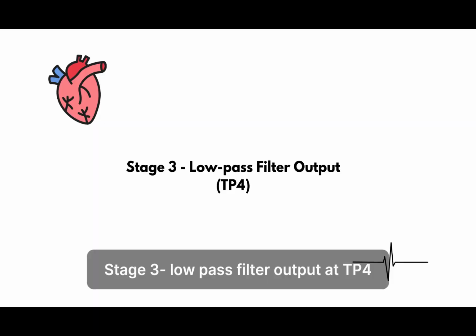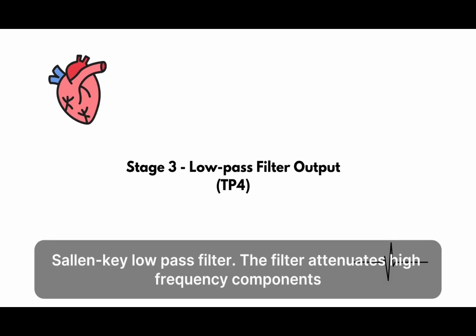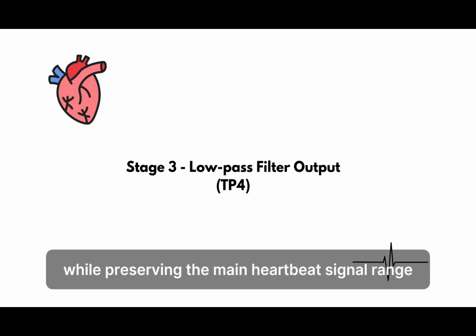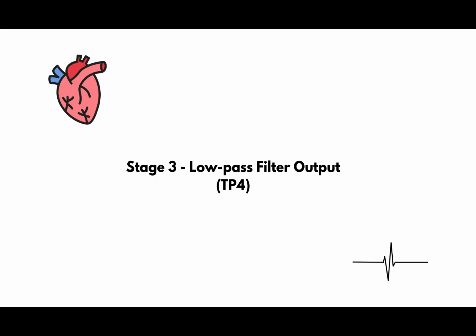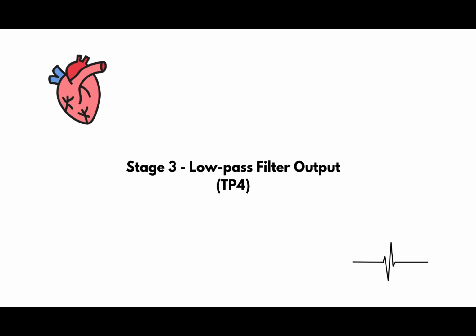Stage 3, low pass filter output at TP4. In this part, the signal is measured at TP4 through a second order Sallen-Key low pass filter. The filter attenuates high frequency components while preserving the main heartbeat signal range. The change in signal amplitude is measured and compared with expected filter behavior.